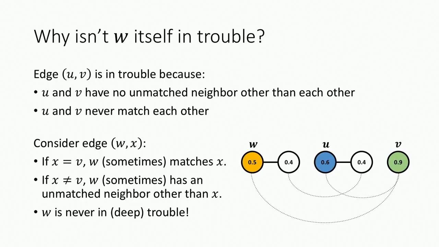If X is not V, then I know that W at least sometimes has an unmatched neighbor, namely V, other than X. And in that case, the first condition will fail for this edge. So to wrap up, no matter which edge incident to W that we're looking into, W is never in deep trouble, or at least not in as much trouble as this pair UV, so it kind of makes sense to borrow something from W.